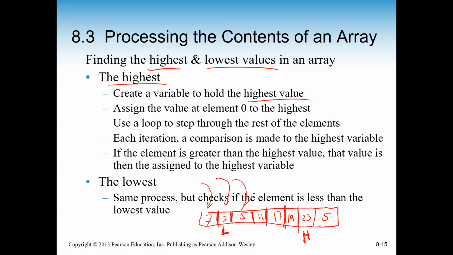Then I go to the next one. I grab 5. Is 5 greater than 7? No. Okay, I go to the next one. Is 11 greater than 7? Yes. Okay, at this point, I need to get rid of 7 and assign 11 to the variable called highest value. So that's a way of keeping track of the value.